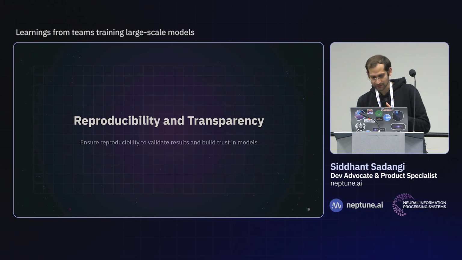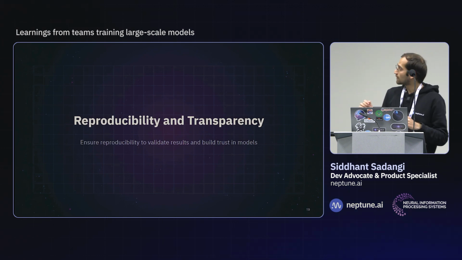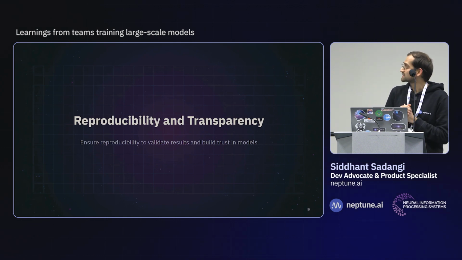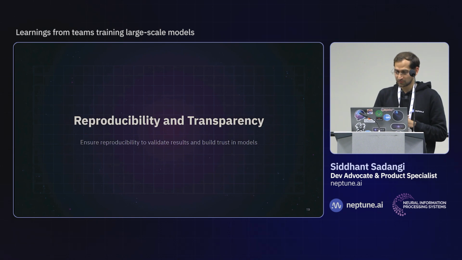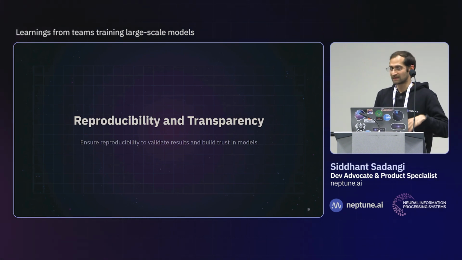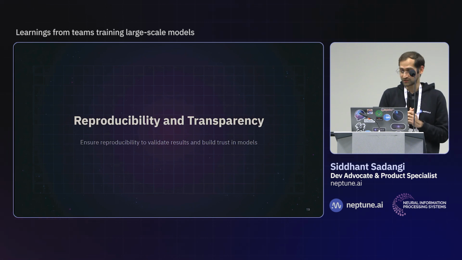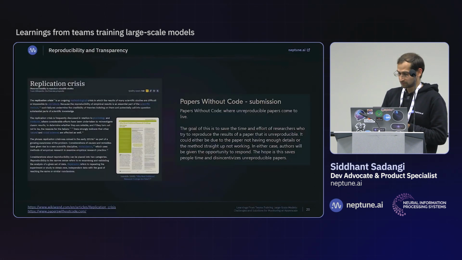Cool. This brings us to the final pain point: reproducibility and transparency. These have always been an issue in academia and are increasingly an issue in industry. So much so that the phenomenon has a Wikipedia page and a website dedicated to hosting papers that cannot be reproduced. I hope none of your papers land there.